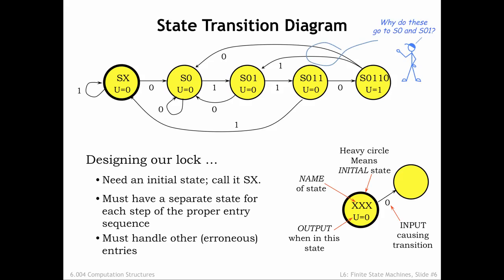For example, if the FSM is in state S0110, the last 4 input bits have been 0110. If the next input is a 1, then the last 4 inputs are now 1101, which won't lead to an open lock. But the last 2 bits might be the first 2 bits of a valid combination sequence, so the FSM transitions to S01, indicating that a sequence of 01 has been entered over the last 2 bits.